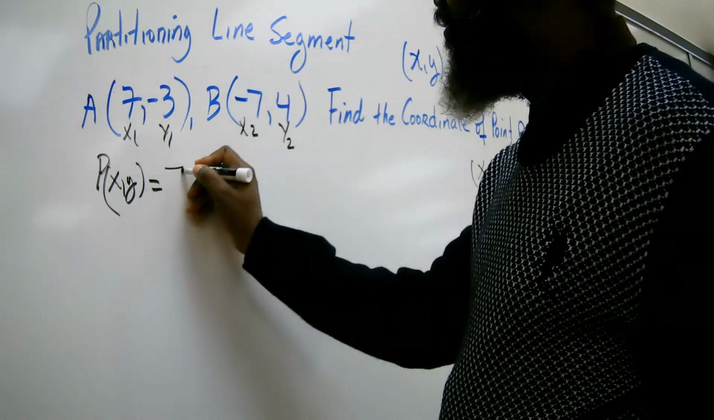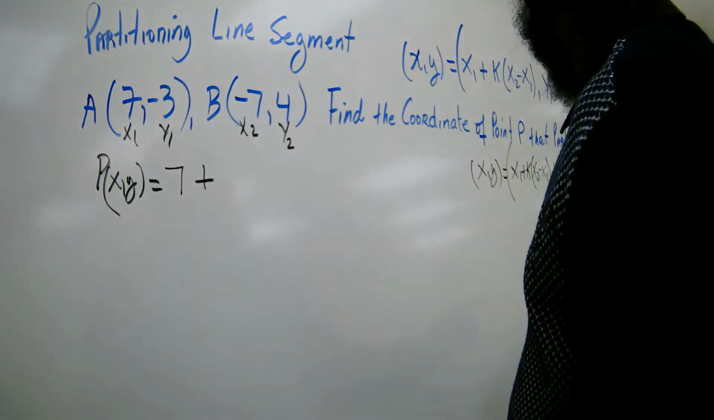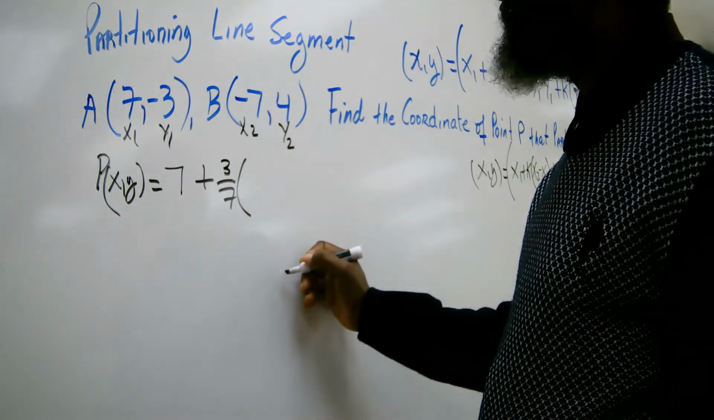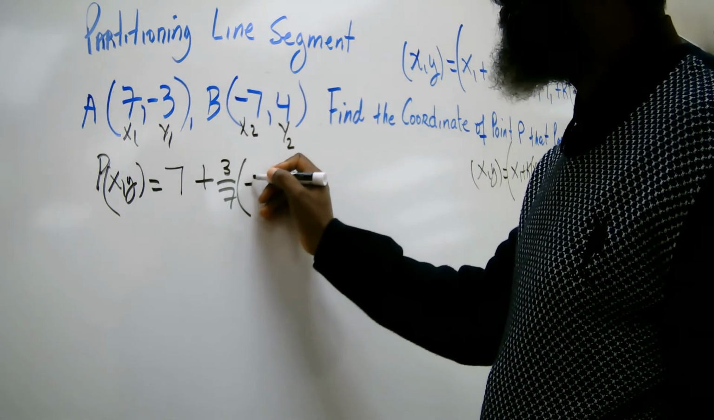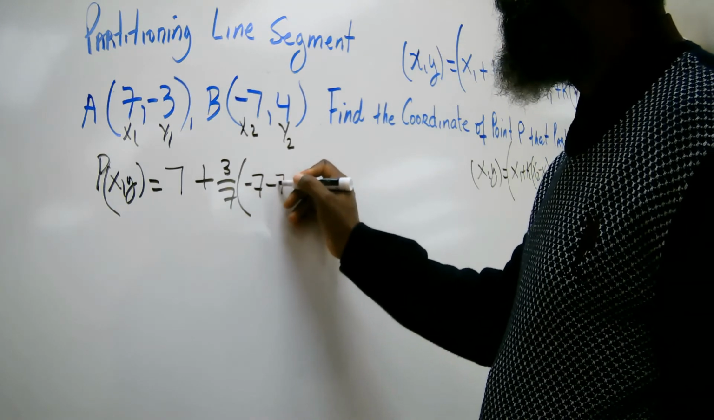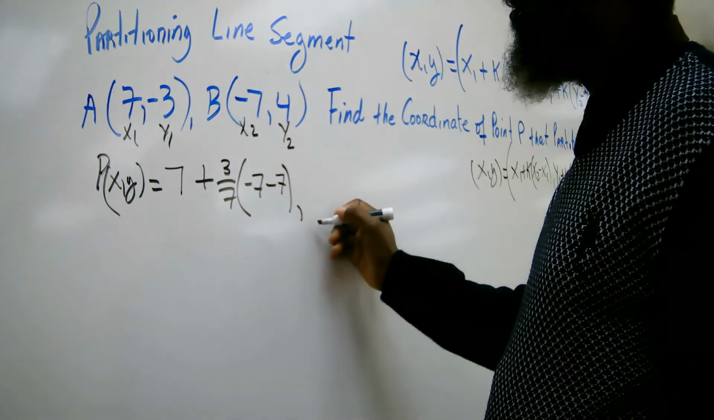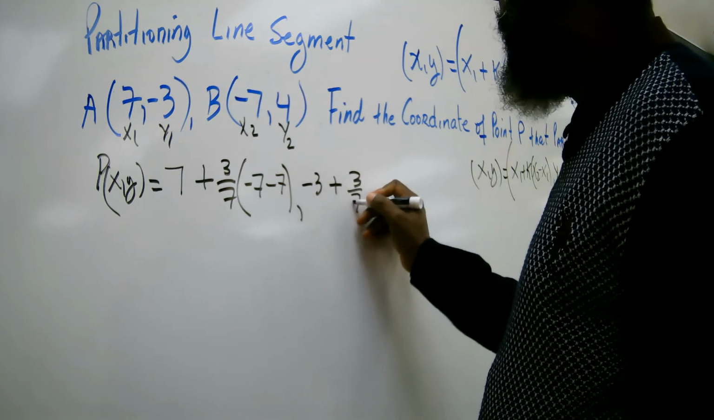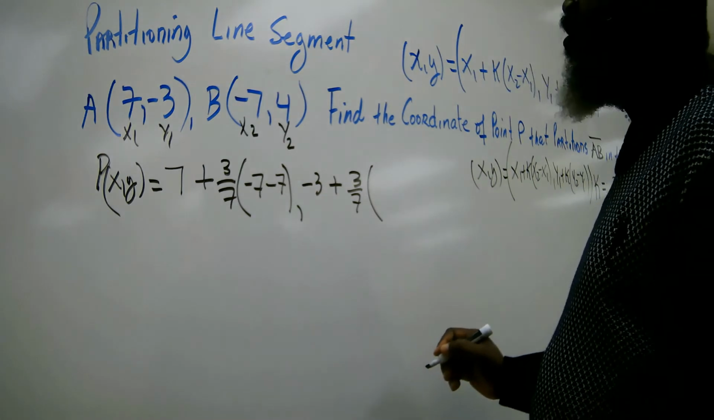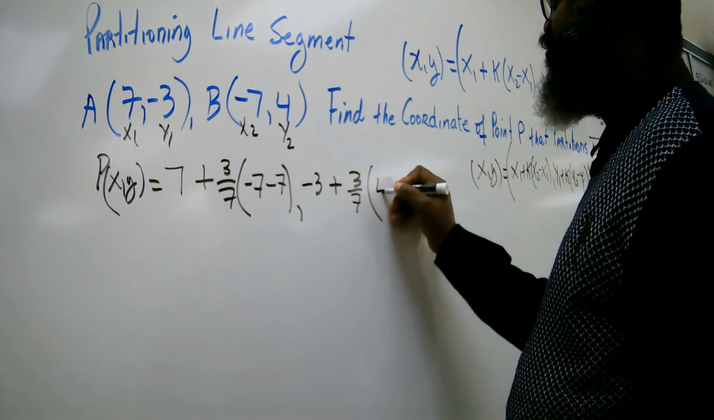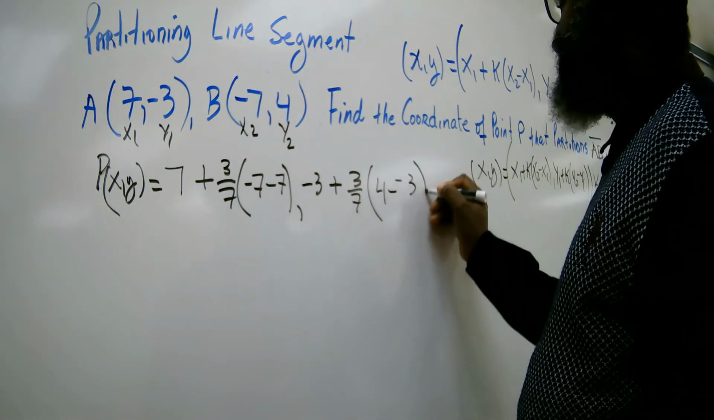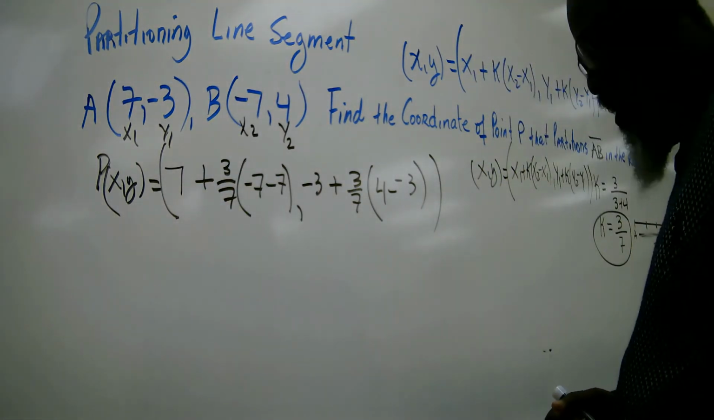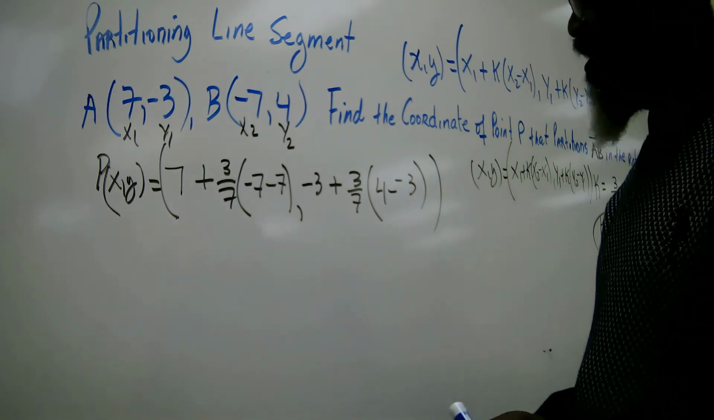So that will be 7 plus my ratio, which is 3/7, times x2 minus x1. x2 is minus 7 minus x1, which is 7, comma, y1, which is 3, plus k, which is 3/7, times y2 minus y1. y2, that will be 4 minus 3. So I set my parameters. Now the only thing I have to do is to evaluate that correctly.